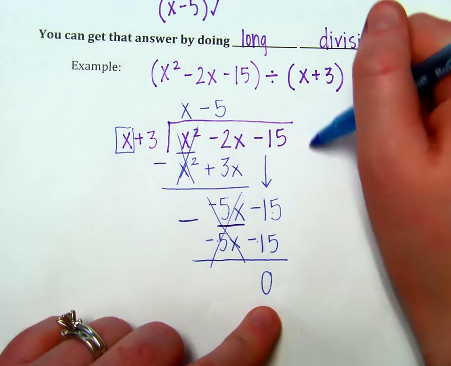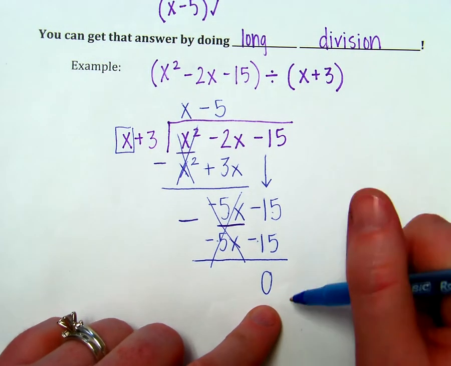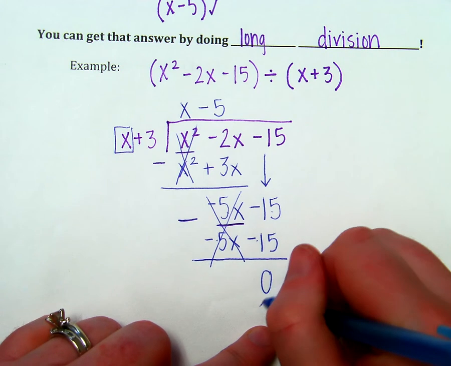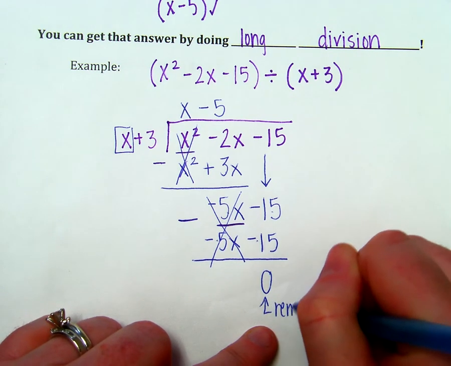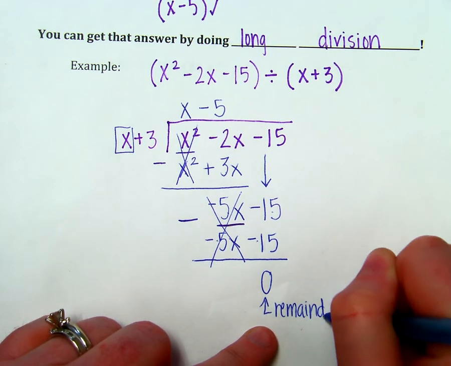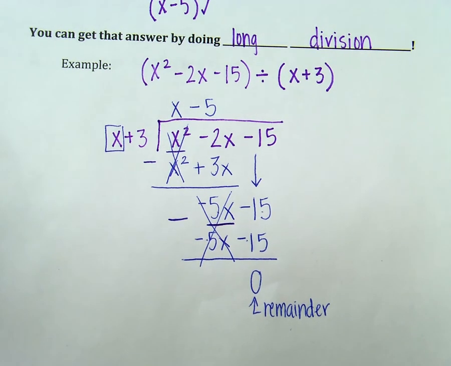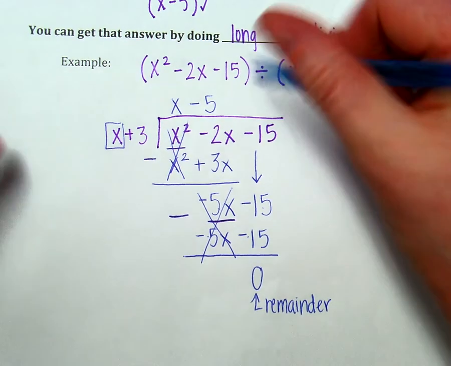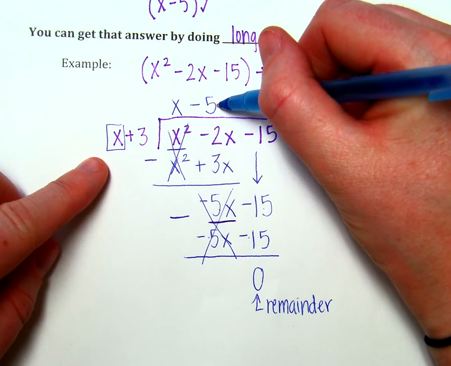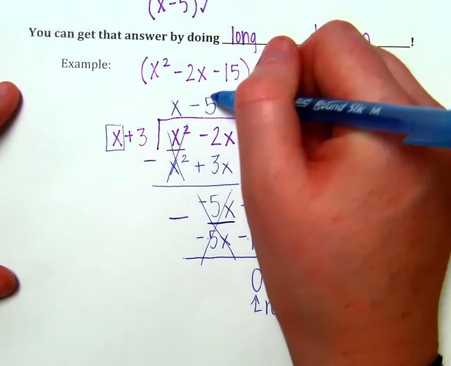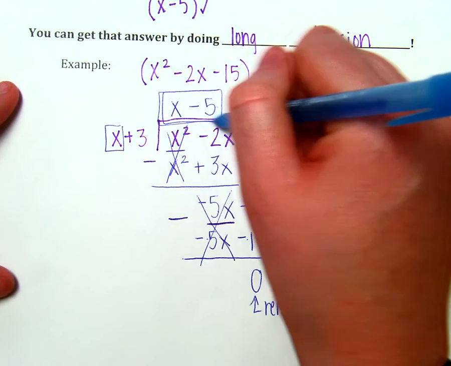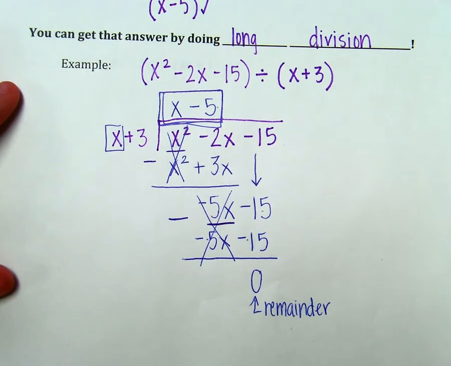Now, we don't have anything else to drop down, so we're done with the problem. And this 0 is telling us that that's the remainder. It's kind of nice when you get a remainder of 0, just like during regular long division. When you get a nice 0 as a remainder, it means that this went in evenly. So if you take a look up here, your answer is going to be sitting up top. So my answer to the problem is x minus 5.